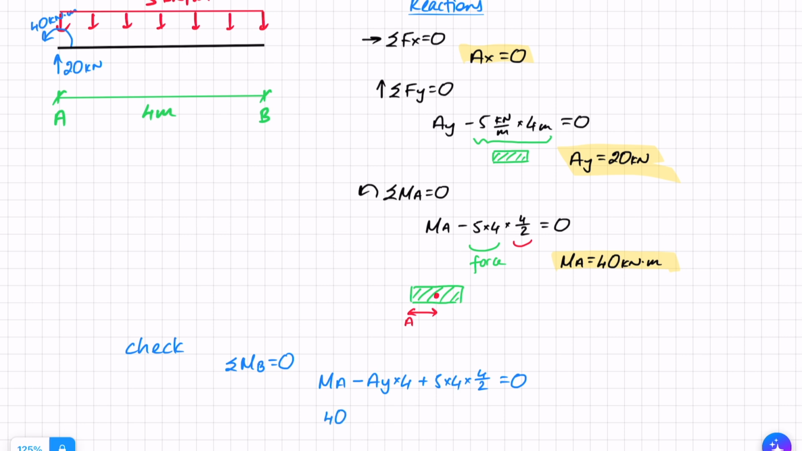MA we found is 40, AY is 20, so that's 20 times 4, and this contribution from the UDL is 40. So I've got 40 plus 40, that gives me 80, and then I've got minus 80 here, and that equals 0, which means that my check is complete. So now that we've found the reactions and we've drawn our free body diagram, we are ready to find those internal forces. What we need to do now is make a cut, make sure that everything is in equilibrium, and find and graph those forces.